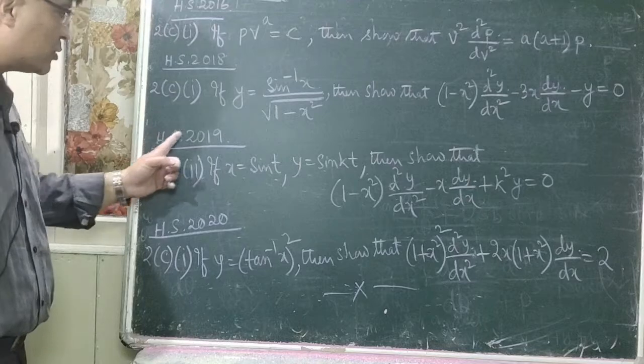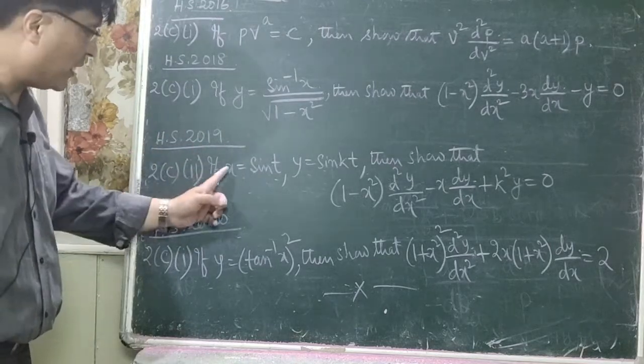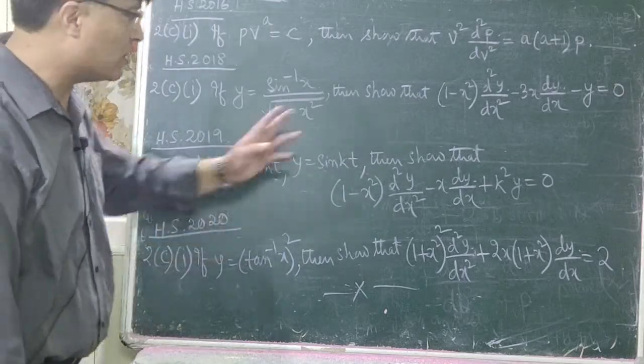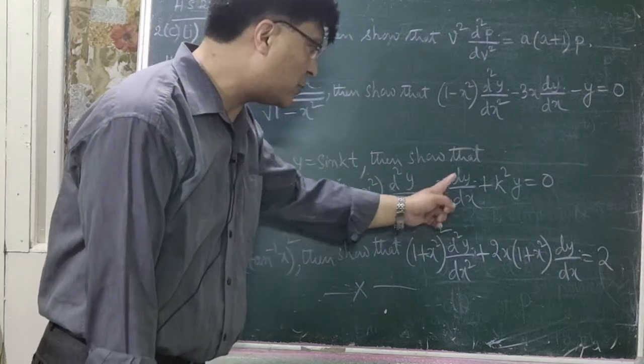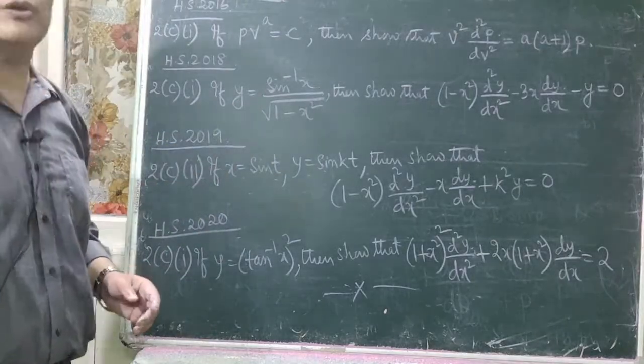That is HS 2019. This is also 2C number 2 question. If x is equal to sin t, y is equal to sin kt, this is parametric equation. You have to show that 1 minus x square into d2y by dx square minus x dy by dx plus k square y is equal to 0. So here k is a non-zero constant.